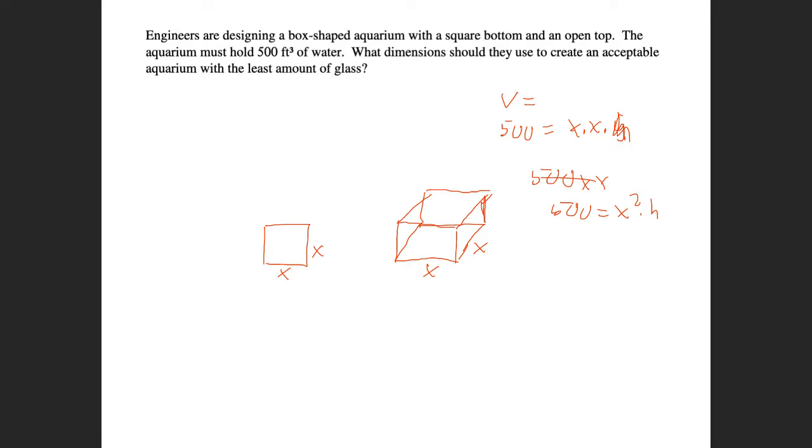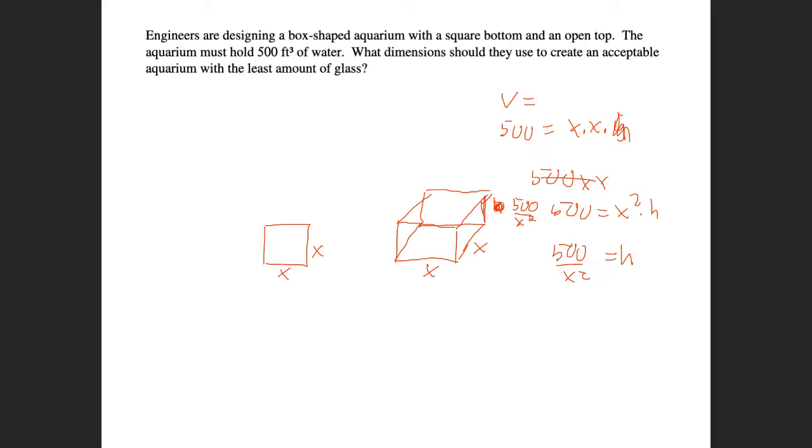But I don't want to use H in my problem. So this is my height. I don't want to use H in there. So I'm going to rewrite this. So H is equal to 500 over X squared. So in place of H, I'm going to put 500 over X squared because that basically is my height now.